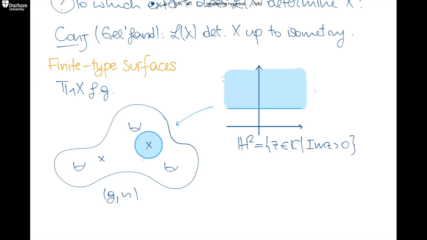And I can look at the subset where the imaginary part is at least 1. This is the part that's shaded in blue. And there's an isometry of the plane, the map that sends z to z plus 1, which keeps this set fixed. And if I quotient that down, topologically, I get a cylinder.